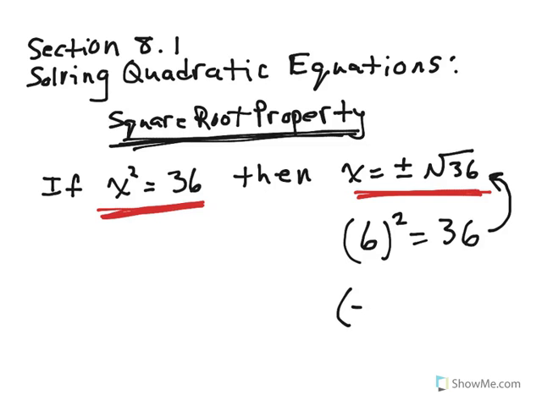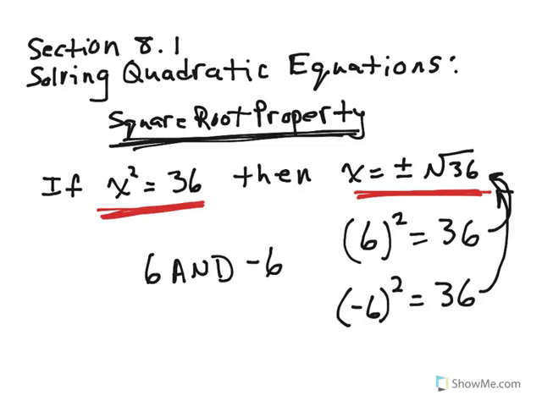Also, if we square negative 6, we still get 36, which is our radicand. So therefore you have two answers, a positive 6 and a negative 6. Make sure you plug them both back into the original equation to make sure they both work.